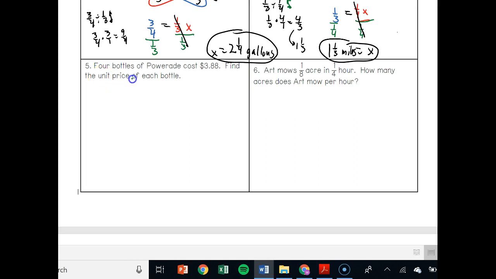Remember, the unit price is per one of something. Per one. So you're going to have your second ratio be like x over 1, right? Per hour, again, it's going to be per 1. So your second ratio is going to be, again, x over 1. Okay, so you go ahead and figure that out.